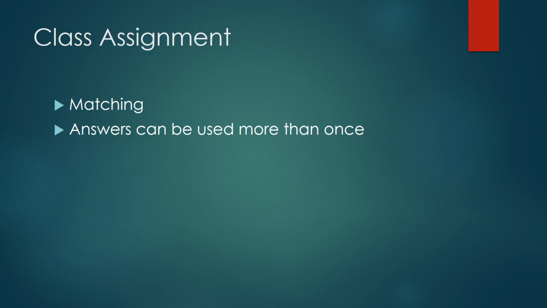After watching the lecture, you will move on to complete a worksheet for the class assignment. The worksheet contains 15 different statements. The purpose of this assignment is to be able to distinguish the differences between mission statements, goals, and objectives. You'll be asked to match each statement A, B, or C, A representing mission statement, B representing goal, and C representing objective. You may use the answer choices more than once as there are 3 answer choices to 15 statements.